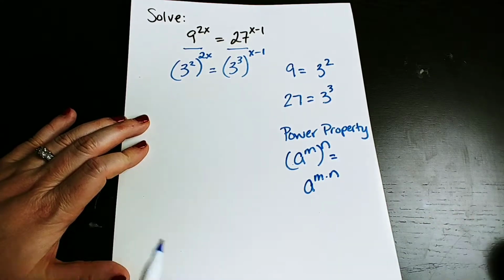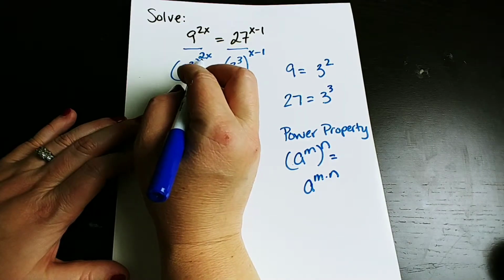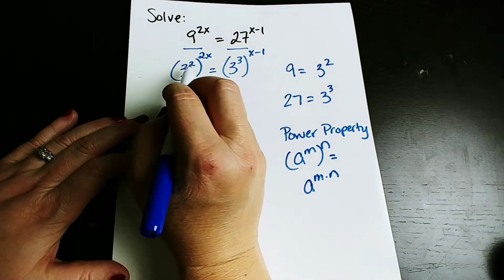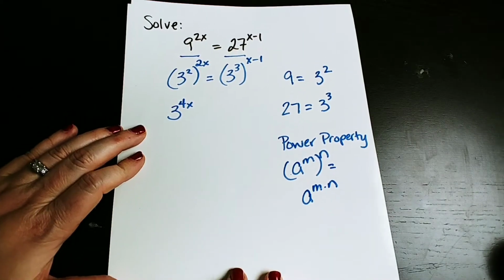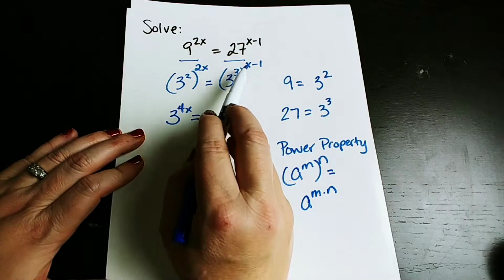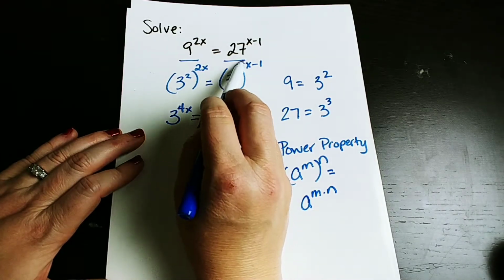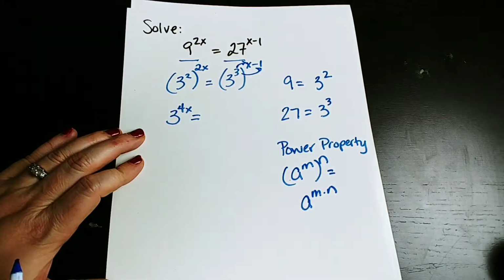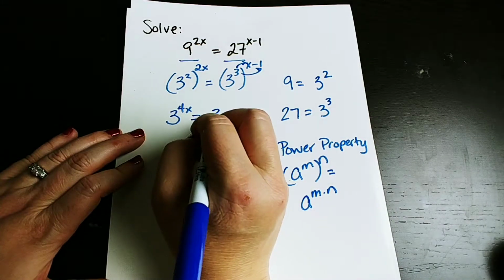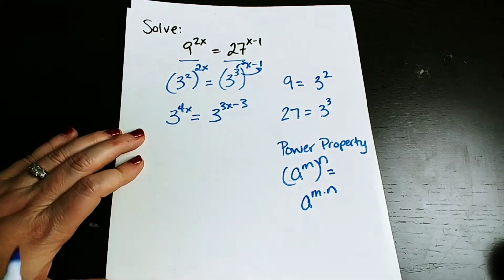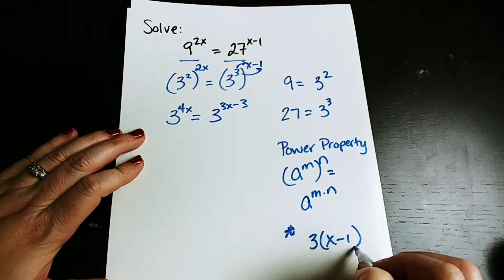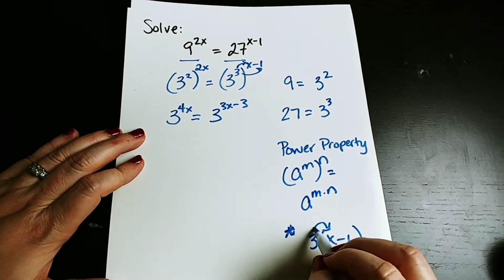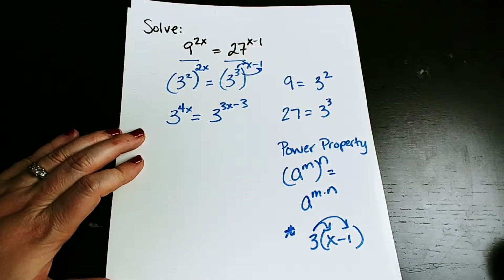Okay, and I need to remember that for here. So when we do this, 3 to the 2, or 3 squared raised to the 2x is really 3 to the 2 times 2x. So 3 to the 4x. The only thing I want you to remember here is if you have an x minus 1 up here, you have to distribute the 3 to both the x and the negative 1. So you're going to have 3 to the 3x minus 3 power. And if you need to know why, 3 times x minus 1, you distribute the 3 to both terms within that parenthesis.